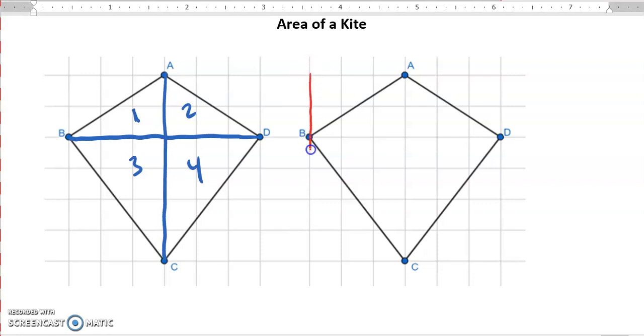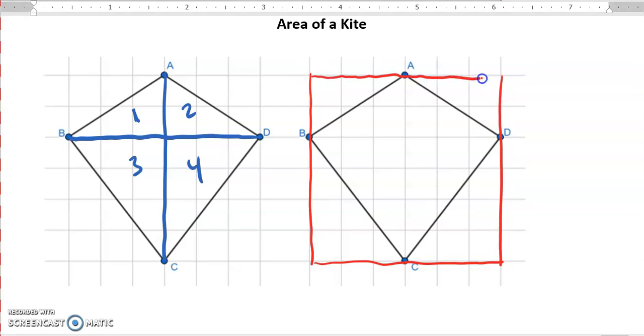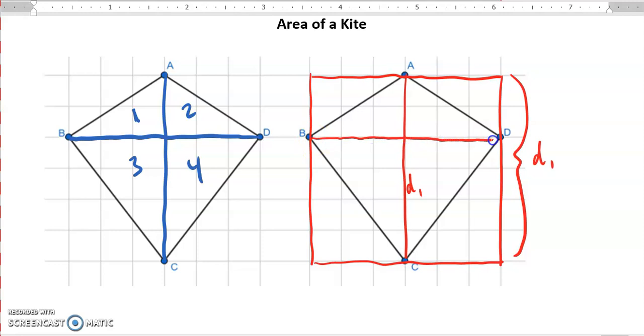Another way to do this would be to think of it as a kite that is drawn inside a rectangle. And the diagonal from A to C is the same length as the side of your rectangle. So I'm going to call this diagonal 1, because there are two diagonals in the kite. So this is diagonal 1. And the other diagonal would be horizontal. And this is my second diagonal, diagonal 2. And this is the same length as the base of my rectangle, so this is also diagonal 2.